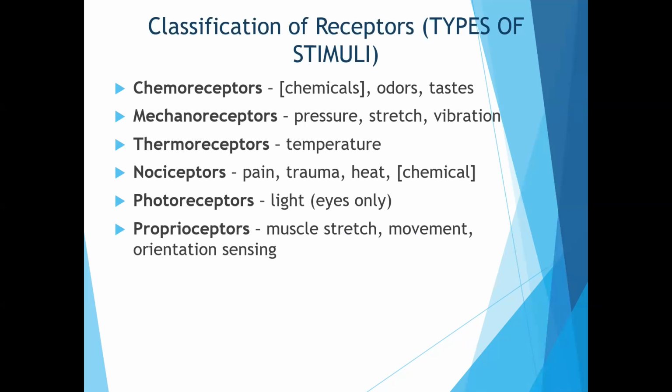Photoreceptors are sensitive to light, or detect light as a stimulus. These are only found in our eyes. And then proprioceptors are found typically in our muscles and tendons, as well as our joints, and they can detect muscle stretch, movement, and orientation sensing. What that means is our ability to tell where we are in space.